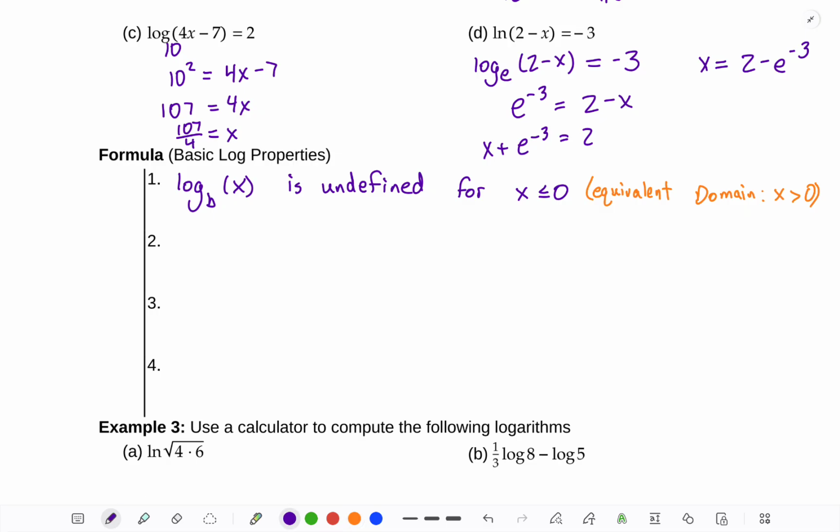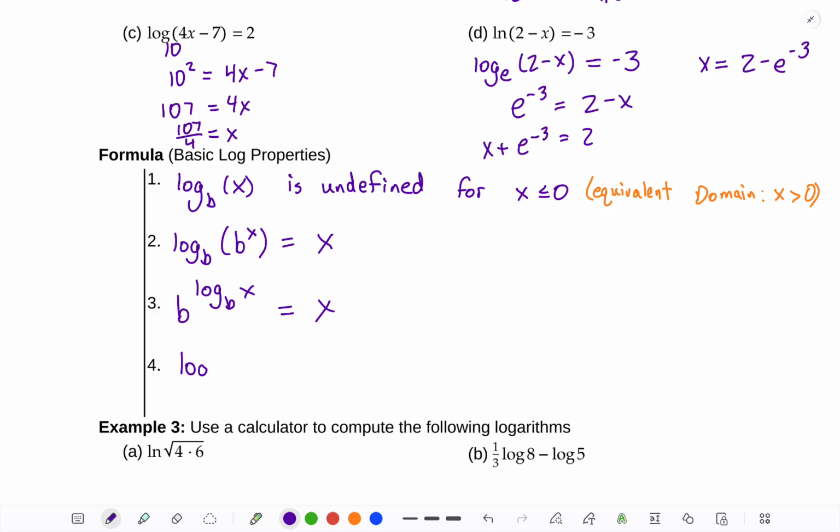Another property we have is log base b of b to the x is equal to x. That's our first cancellation property. The b's cancel out. Next property is b to the log base b of x is also equal to x. That's our second cancellation property. Notice how the log base b of x is entirely in the exponent.